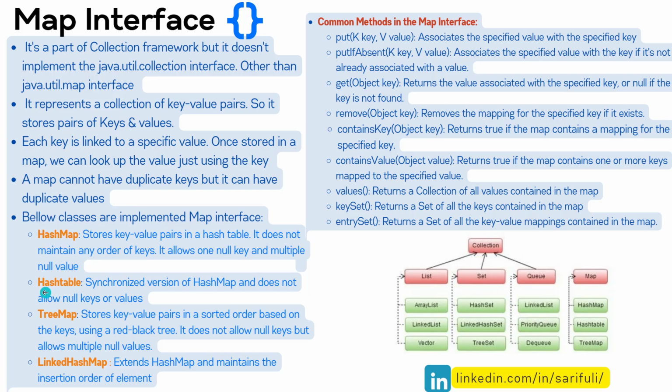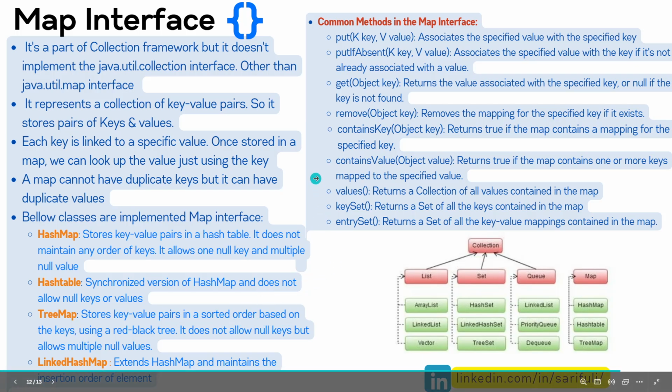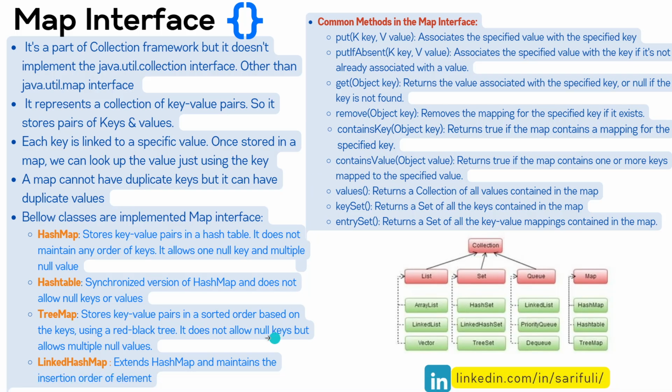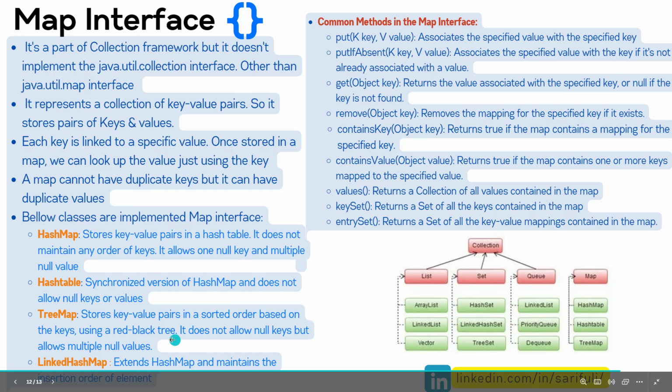Another implementing class is Hashtable. It's a synchronized version of HashMap and does not allow null keys or values. Another implementing class is TreeMap. TreeMap stores key value pairs in a sorted order based on the keys, using a red black tree. It does not allow null keys, but it allows multiple null values.